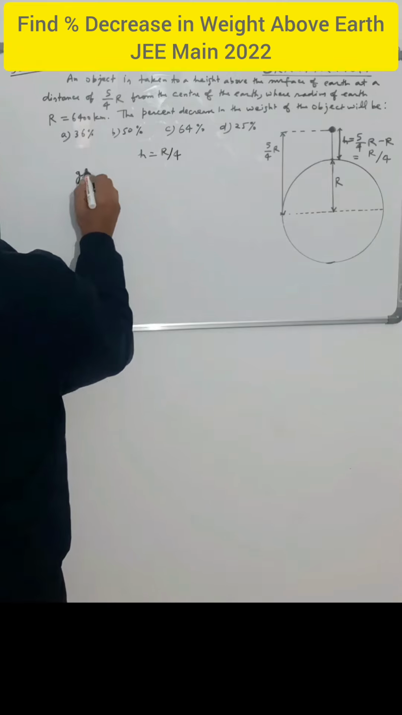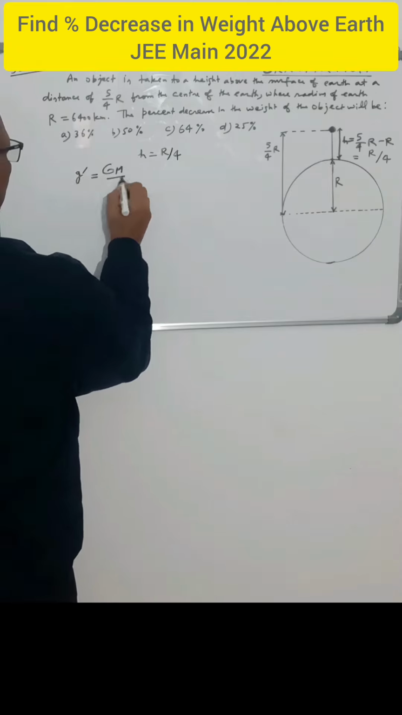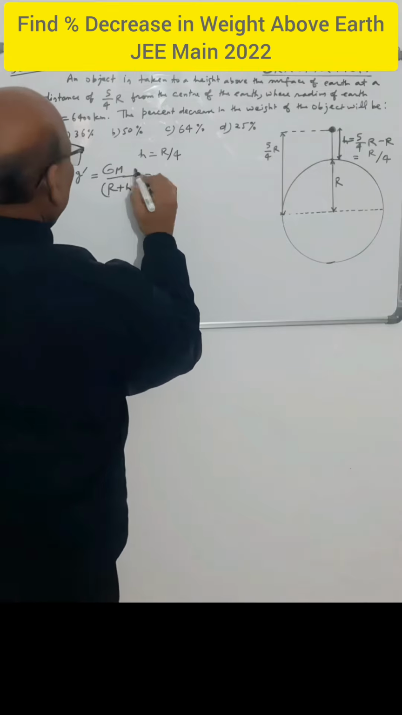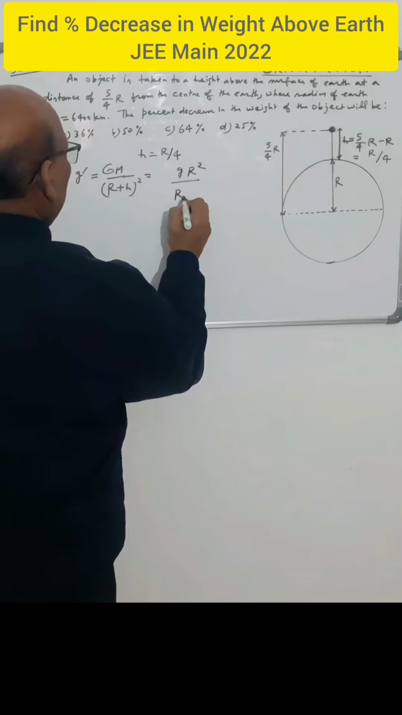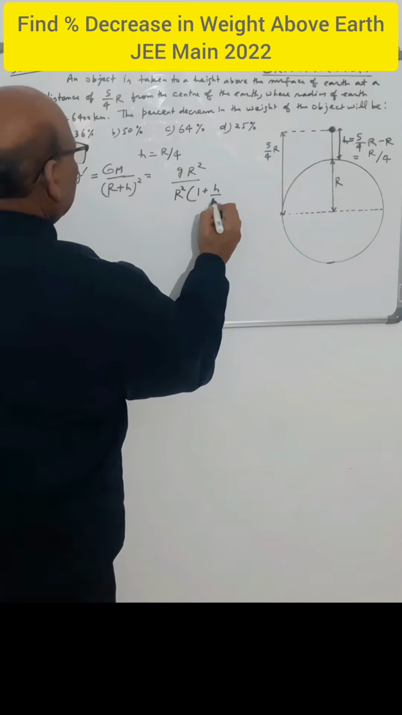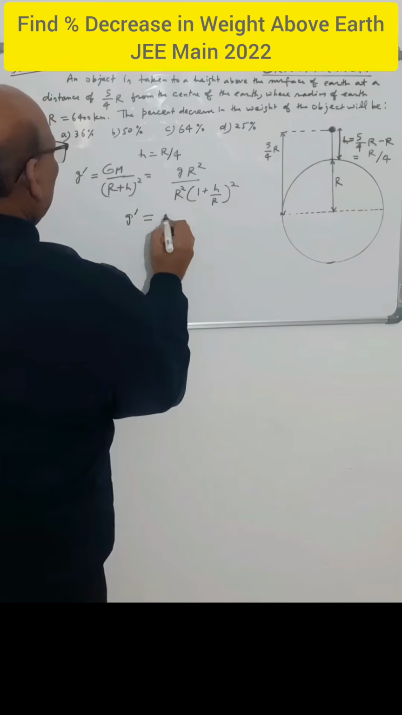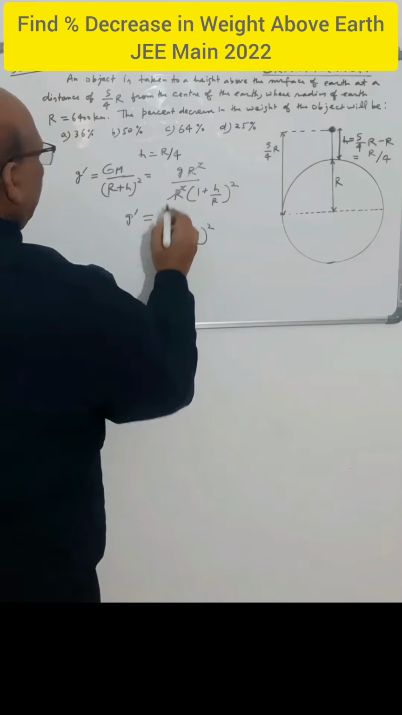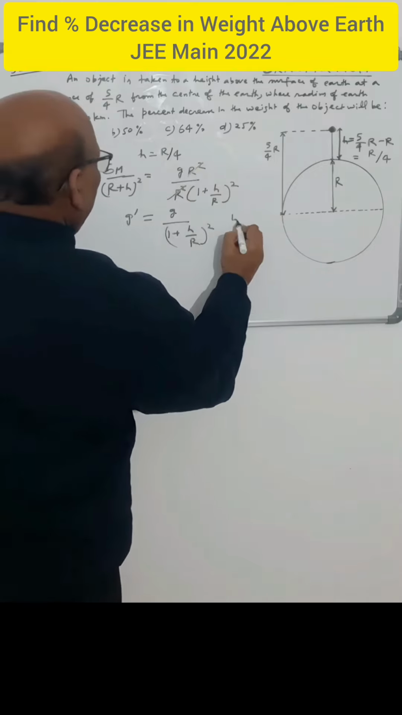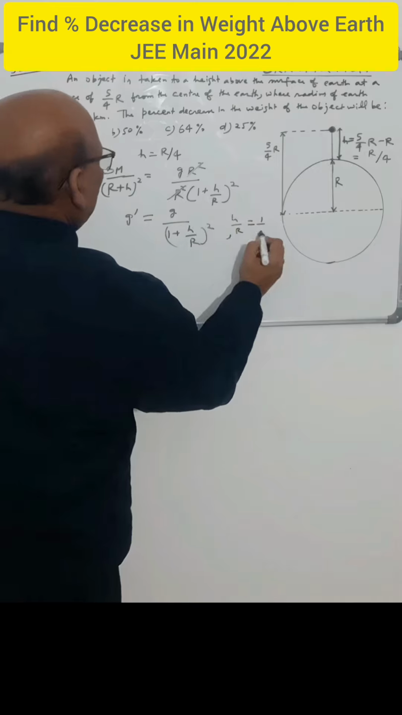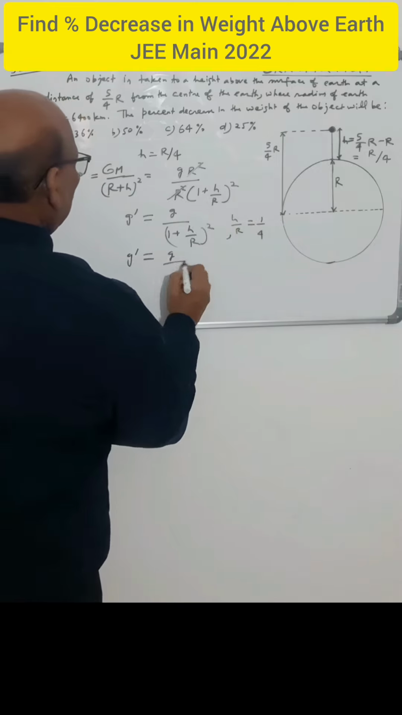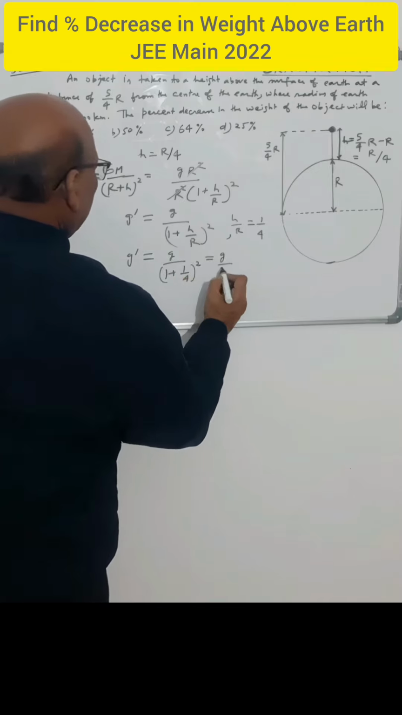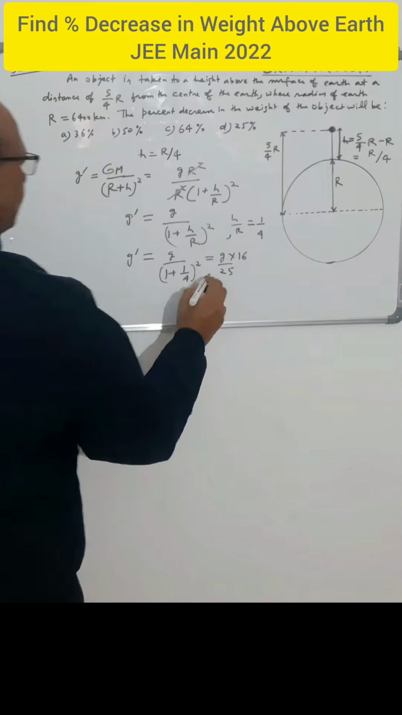Now the value of g at a height h is given by GM upon (R plus h) whole square, where h is the height from the surface of the Earth. So GM can be replaced by gR square, and if we take R common, it will be R square into (1 plus h by R) whole square. So g prime will be equal to g, R square gets cancelled, upon (1 plus h by R) whole square, and we know h equals R by 4, so h by R will be 1 by 4. So g prime will be g upon (1 plus 1 by 4) whole square, that is g upon (5 by 4) whole square, that is 25 over 16. So 16 by 25 into g.